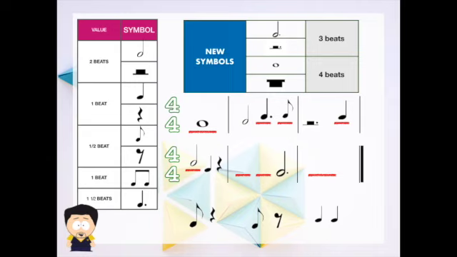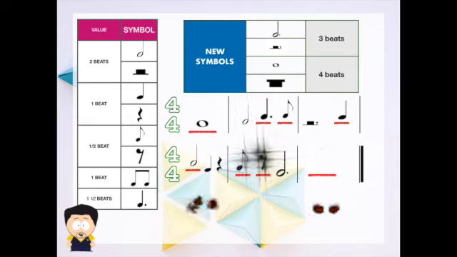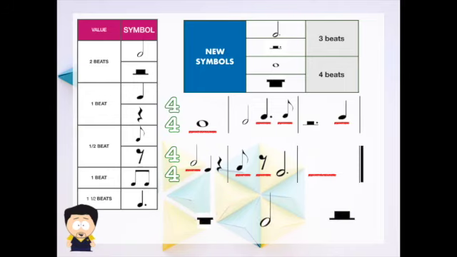A dotted half note already has 3 beats, so we only need 1 beat more to complete the measure. And among the groups, an eighth note and an eighth rest will complete the measure. And let's go to the last measure. Which of these will complete a 4/4 time signature? I hope your answer is the whole rest.